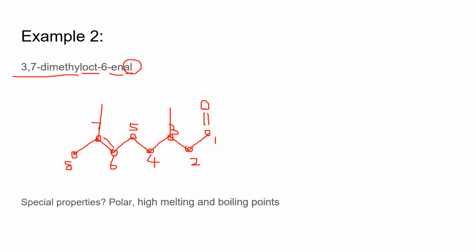By looking at this diagram, we notice it's also a polar molecule, which means it also has high melting and boiling points.